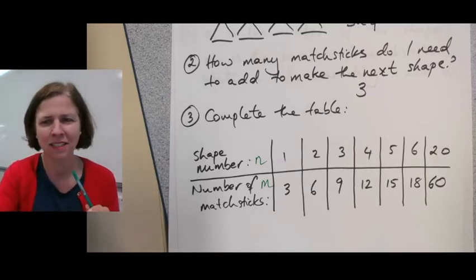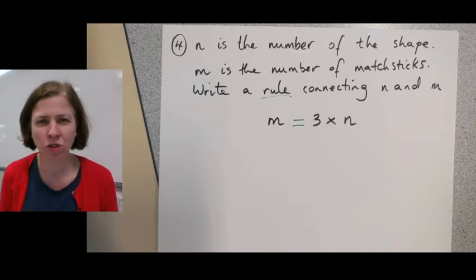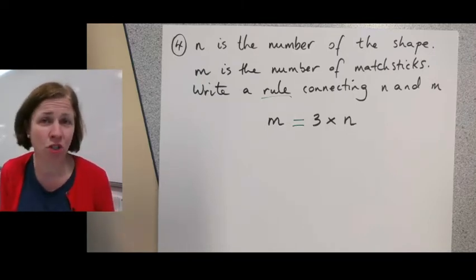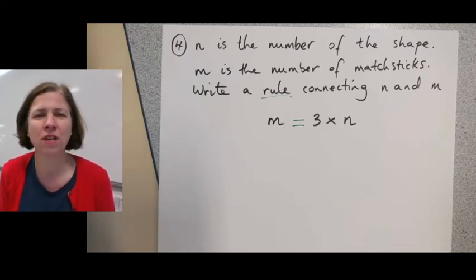So pause it. There's my answer. M equals 3 times N. Now, if you got that, well done. And if you didn't, have a think about what's different in your answer from my answer. A common mistake people make is to do it the other way around: N equals 3 times M.